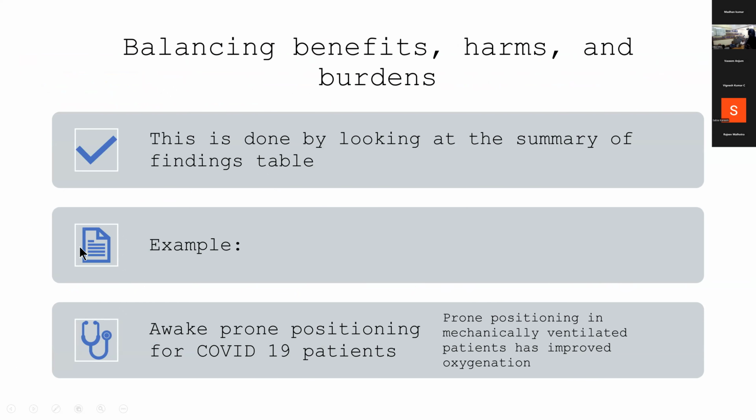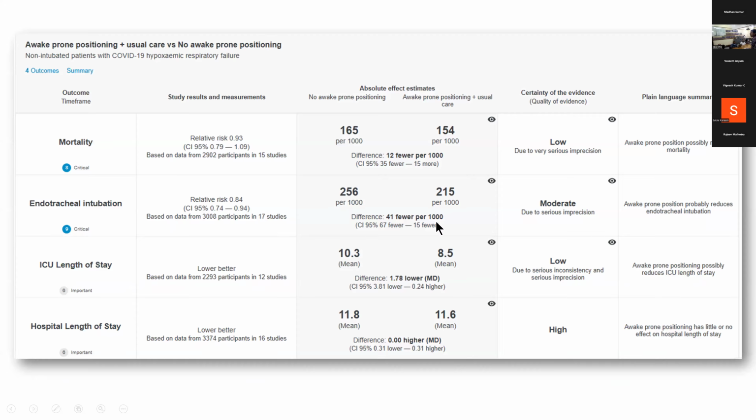Okay, so now we all understood how to choose MIDs. Now the next point is how to look at the benefits, harms, and burdens. For this, you need the summary of findings table. Let's look at an example, which I already showed, awake prone positioning for COVID-19 patients. Usually they found that in patients who are mechanically ventilated, prone positioning helped. So they want to see, does it really work in COVID-19 patients who are awake? Let's look at the outcomes.